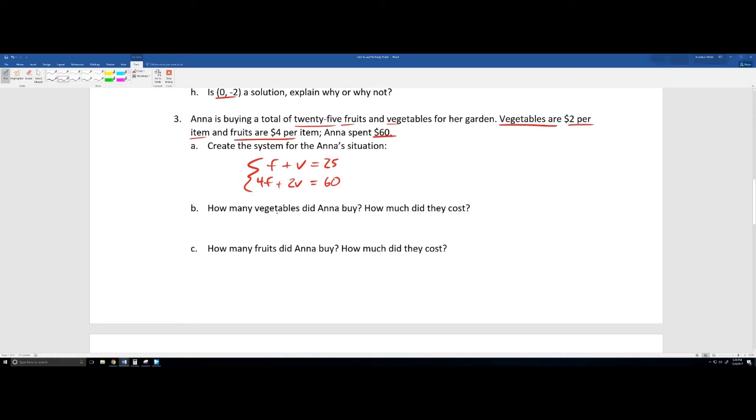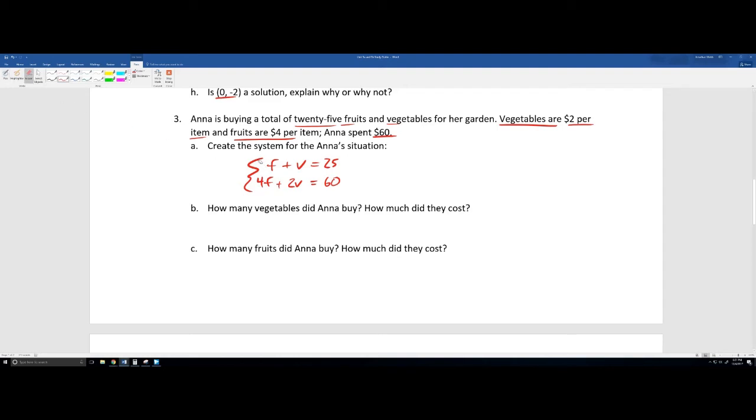Part B is asking how many vegetables did Anna buy? Well, let's solve for vegetables. So we need to eliminate fruits. Let's go ahead and try to solve that. You can use elimination if you want. I'm going to go ahead and use elimination. It's one of my favorites. So I need to eliminate my fruit. So I'm thinking, what do I not need to multiply?